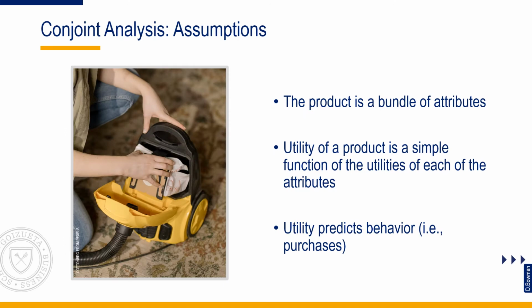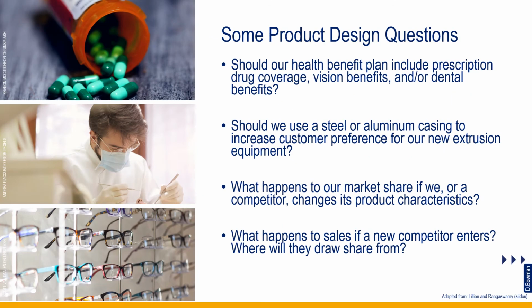Conjoint analysis works in products that can be described as a bundle of attributes. Each attribute adds to the overall utility of the product or service, and utility drives choice, i.e. behavior. Conjoint analysis has been used in many practical applications to support product design. Questions such as, should our health benefit plan include prescription drug coverage, vision benefits, and/or dental benefits? Or should we use a steel or aluminum casing to increase customer preference for our new extrusion equipment?